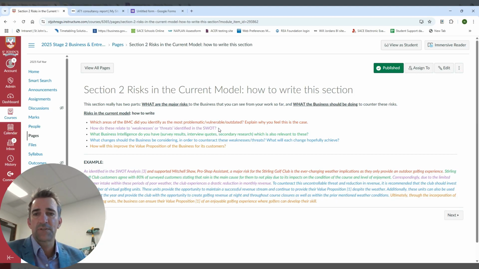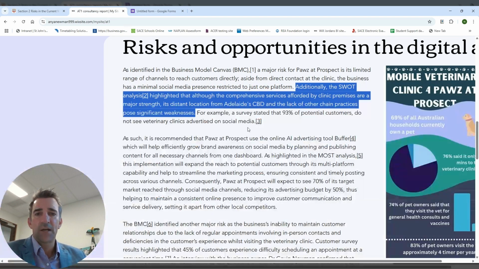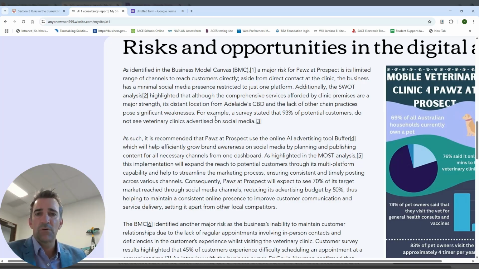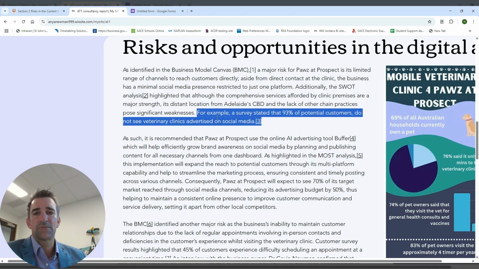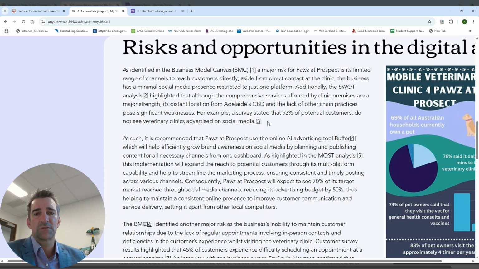So that's covering off our second bit. This relates to this idea of promotion and access, and people not being able to get to the clinic or even learn about it is actually a problem. Okay, so that's fine. But then what do we do? Well, now we've actually got to jump into generating some data around this. For example, a survey stated that 93% of potential customers do not see veterinary clinics advertised on social media.